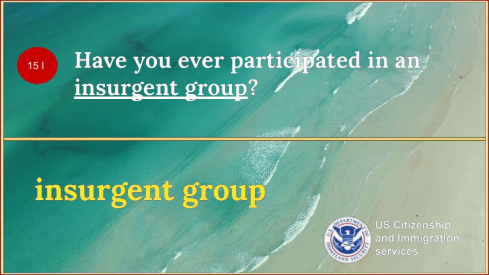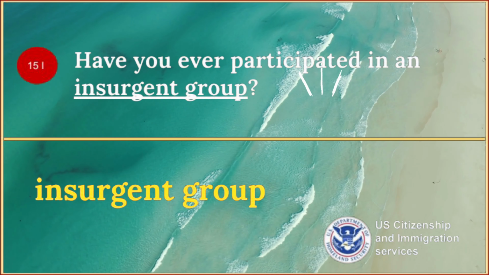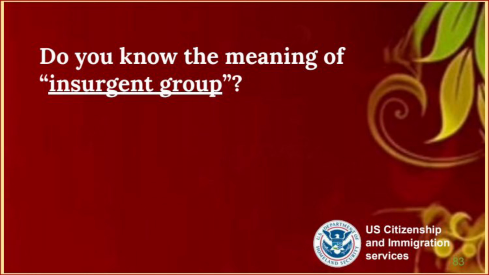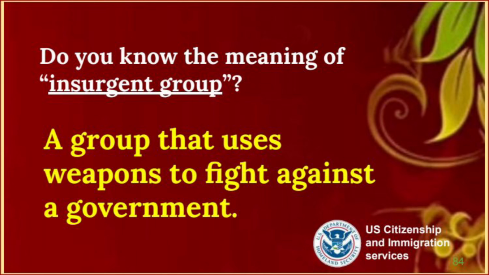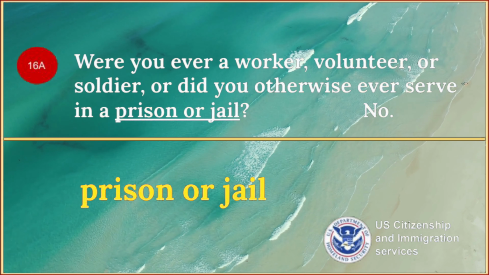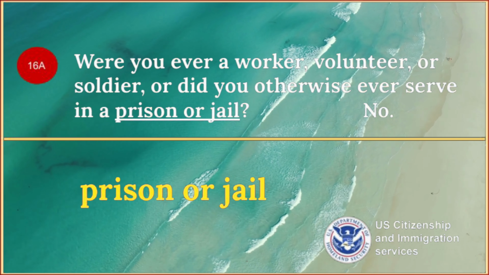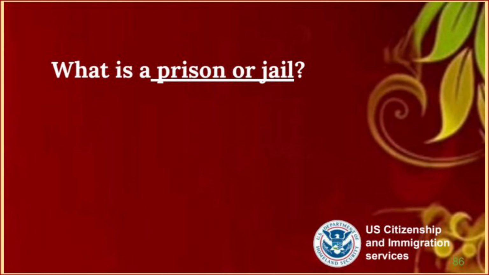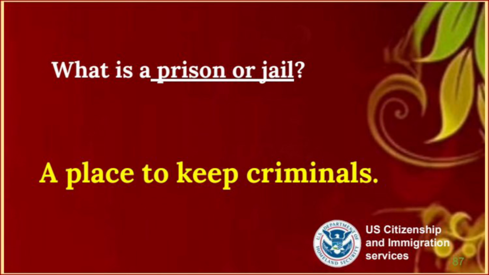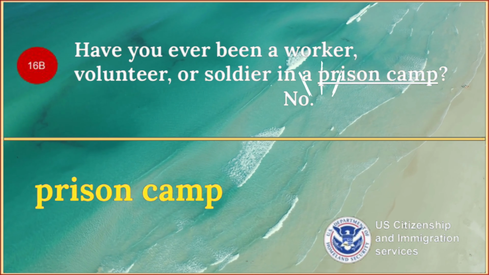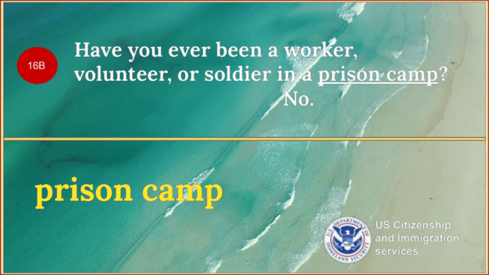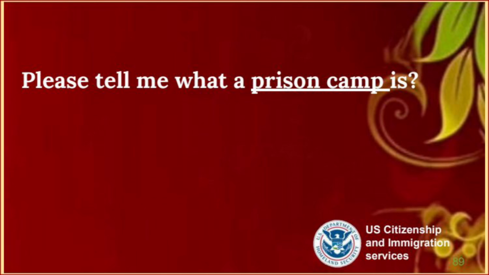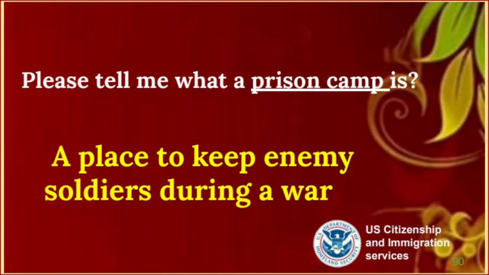Insurgent group. Do you know the meaning of insurgent group? A group that uses weapons to fight against a government. Prison or jail. What is a prison or jail? A place to keep criminals. Prison camp. Please tell me what a prison camp is. A place to keep enemy soldiers during a war.